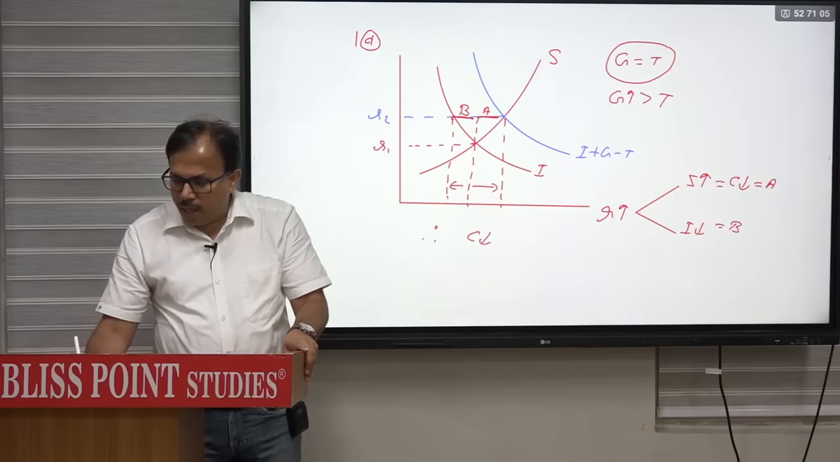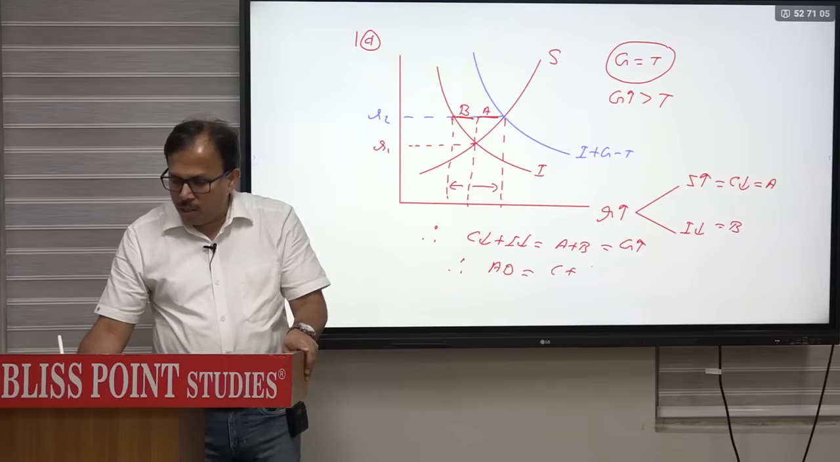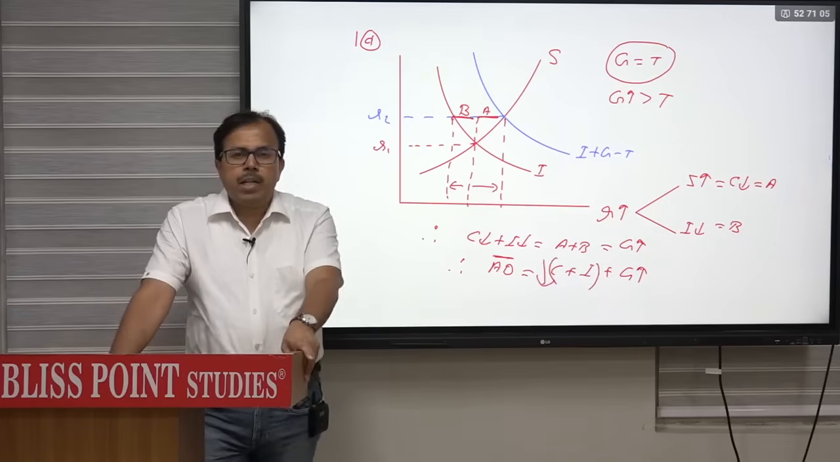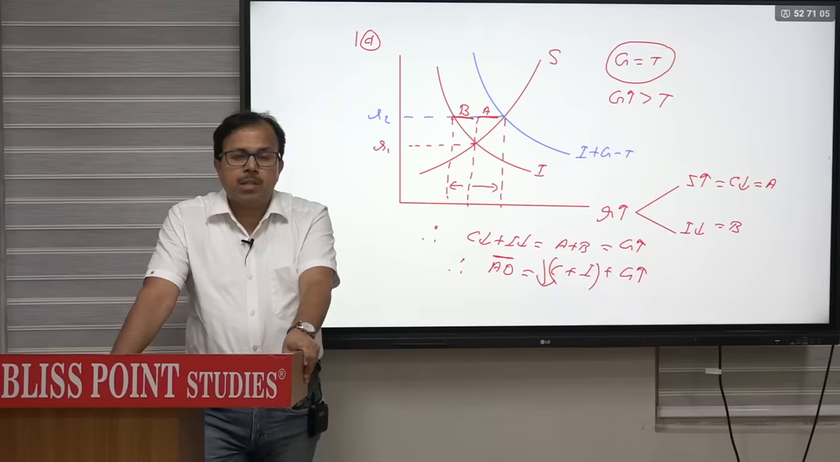Therefore, consumption decline plus investment decline is equal to A plus B, which is equal to government expenditure increase, and therefore aggregate demand, which is sum of C plus I plus G, remains stable. The increase in G and the decrease in C plus I are equivalent. In that way AD remains stable. It acts as a stabilizer. This point is the main point in your answer.